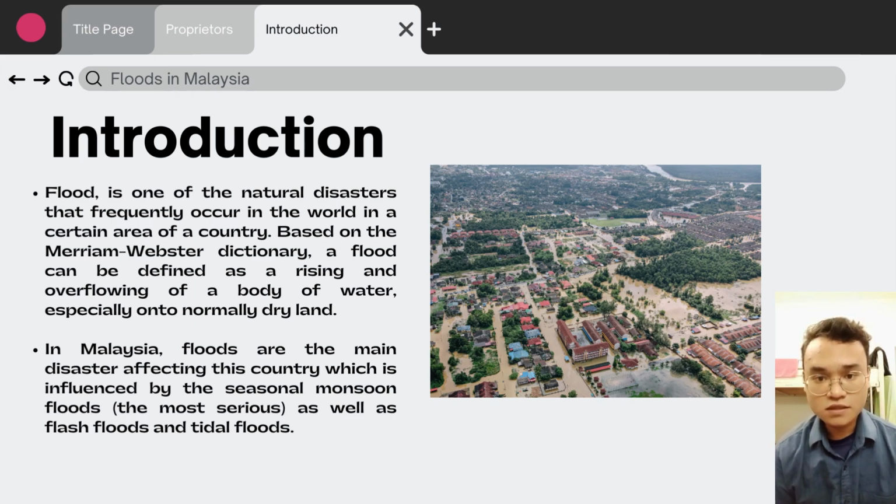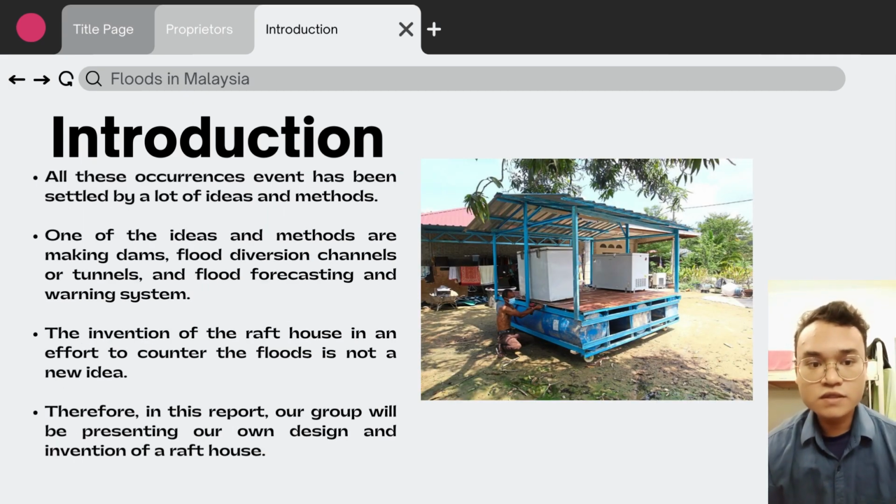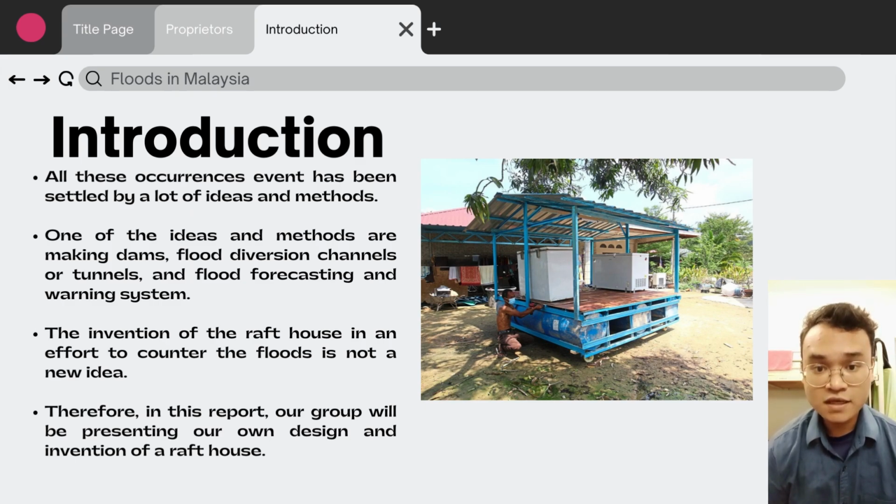So basically in Malaysia, floods are one of the main disasters that affect our country, which is influenced by the seasonal monsoon floods, which is the most serious, as well as flash floods and tidal floods. These types of floods are usually caused by human factors and natural causes respectively. Despite all the worst things that flood can bring to a country, fortunately, all these occurrences have been addressed by a lot of ideas and methods.